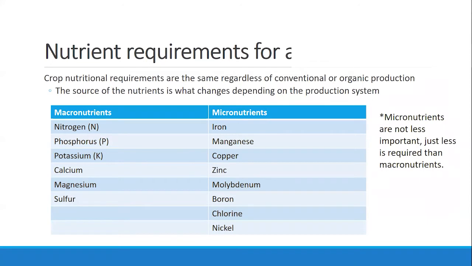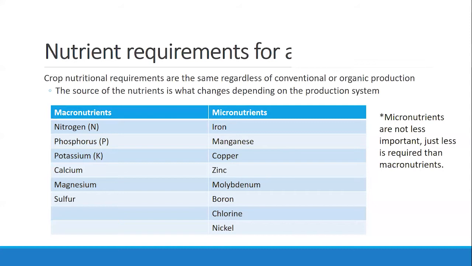So the nutrient requirements for all plants are on this list, right? So macro and micro. And the crop nutritional requirements are the same regardless of whether you're a conventional or organic producer. So what changes, and this is important, is the source of the nutrients for that production system. So organic growers typically have fewer options for fertilizers, for example, compared to a conventional grower, right? But the actual requirements, the amount, is the same. And so that NPK is still just as important one way or the other.